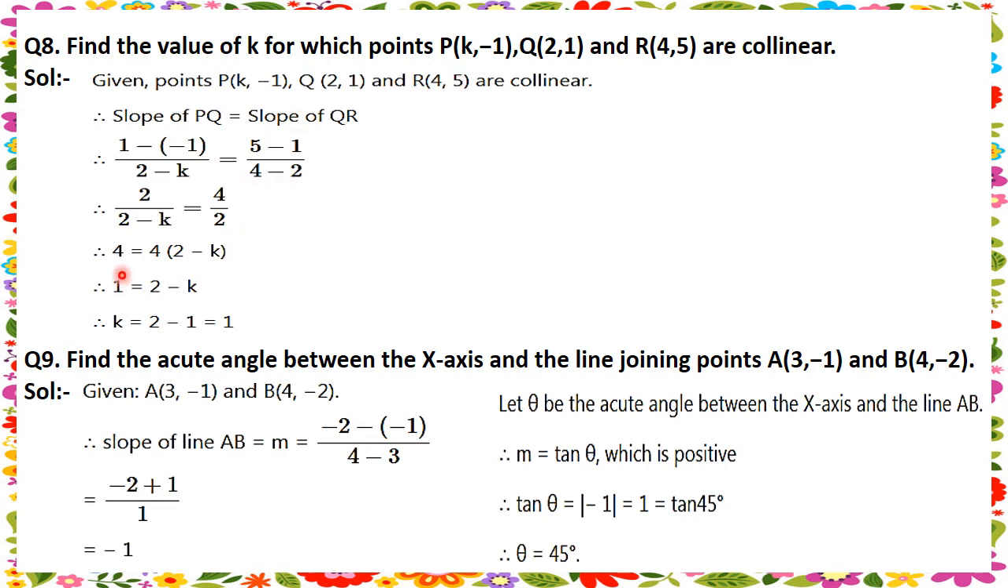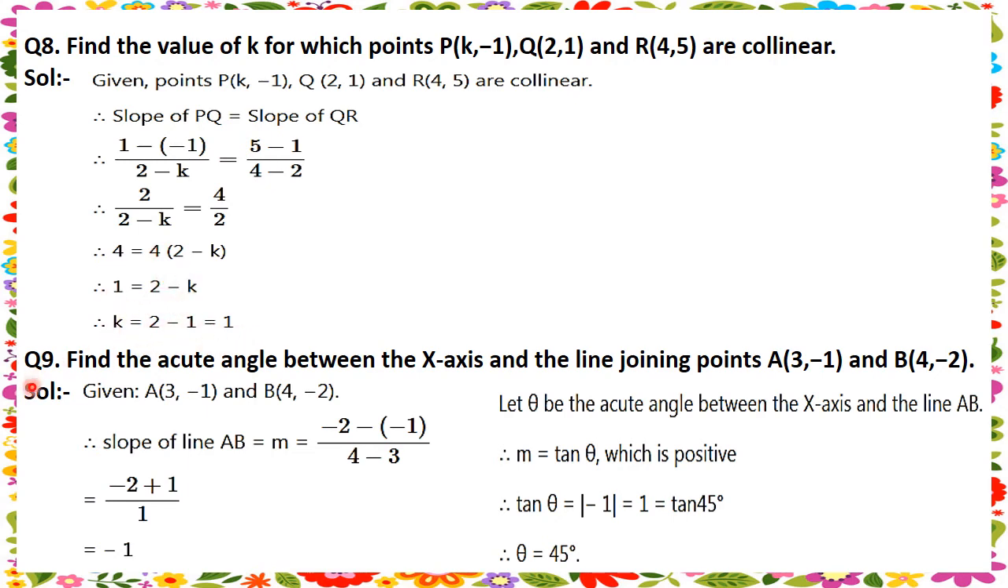So we remove the denominators. We will get 2 into 2, 4, is equal to 4 into (2 - k). That is, 4 can be cancelled. So 1 is equal to 2 minus k. So k is equal to 2 minus 1, which is equal to 1.